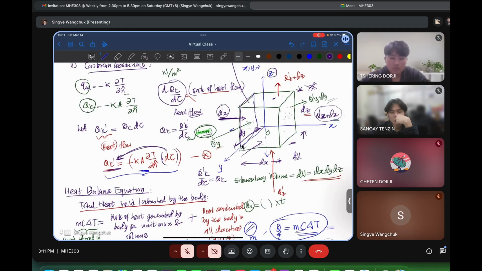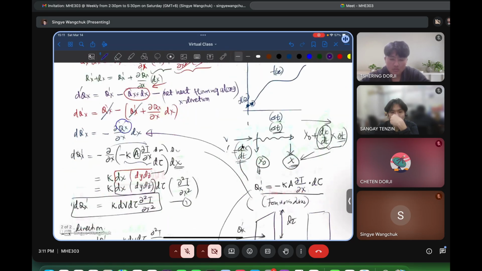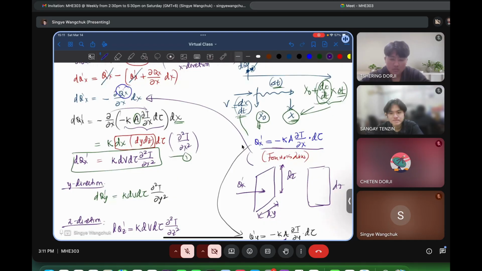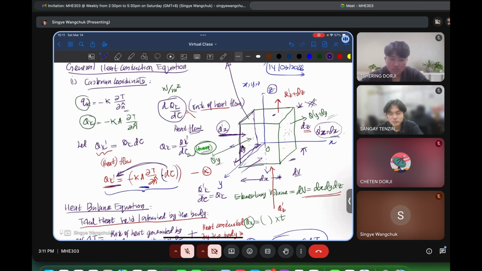It's dz by dy, and the flowing heat is dy, and the area is just dx and this is dy.